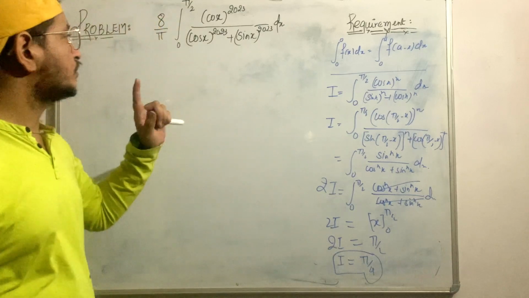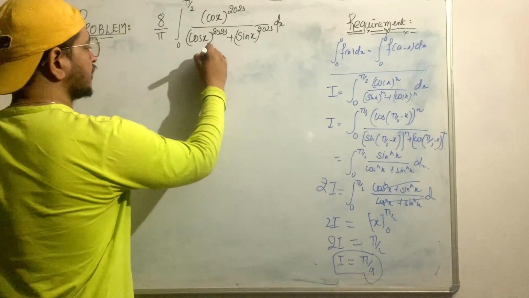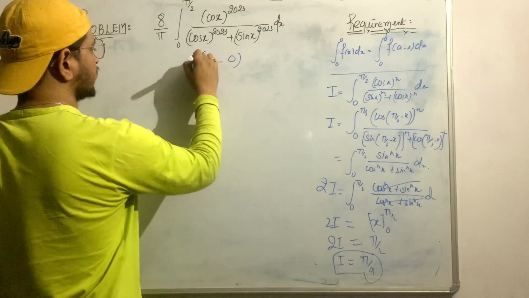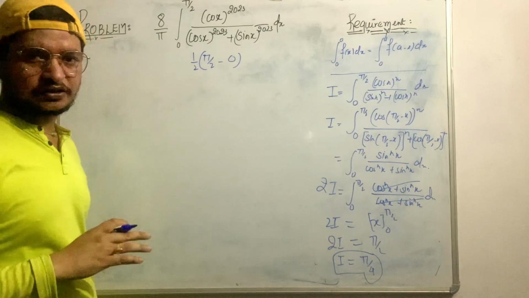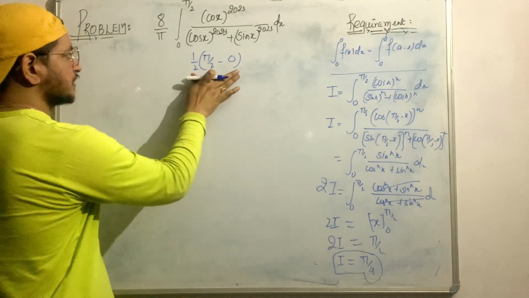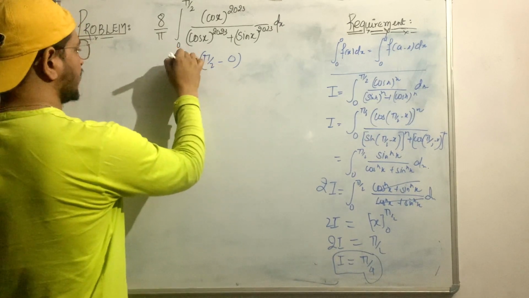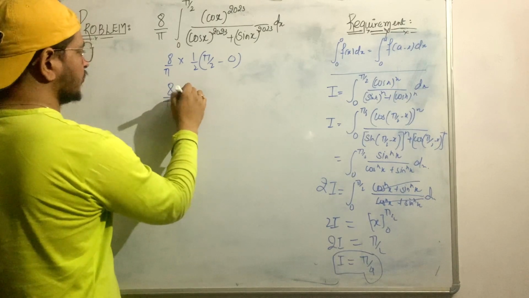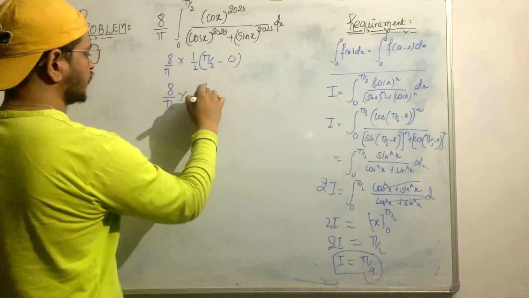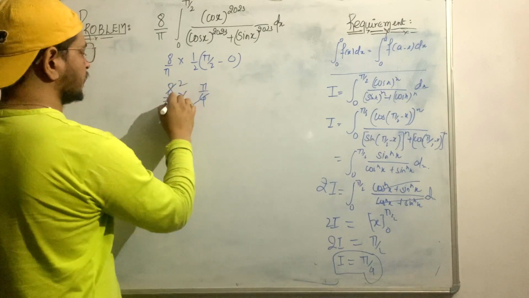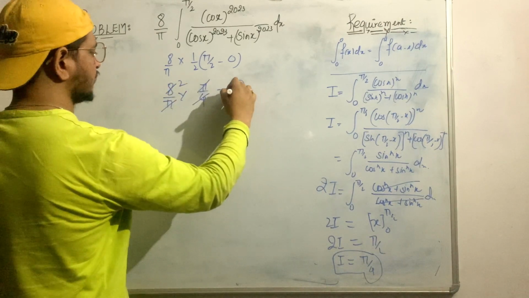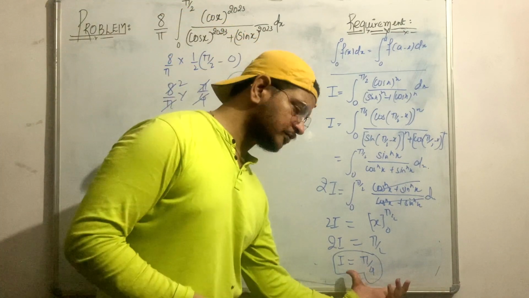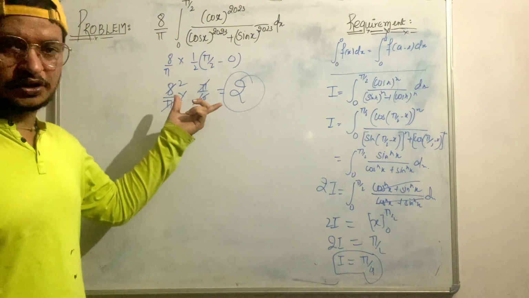So the answer can be written as pi by 2 minus 0, multiplied with 1 by 2. This is the thing that you have to do. You write it like this, and then multiply it with 8 by pi. You will get 8 by pi multiplied with pi by 4. 4 can cancel with 8, pi can cancel with pi, and you will get the answer as equal to 2. You just have to remember these steps in order to find the answer of this one.